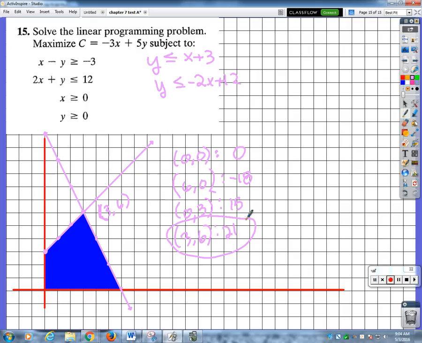Wait, how do you plug this? I'm taking this x and y coordinate right here and plugging them in for x and y right there. Oh, you plug them back in. Yeah. Okay? All right? We good?